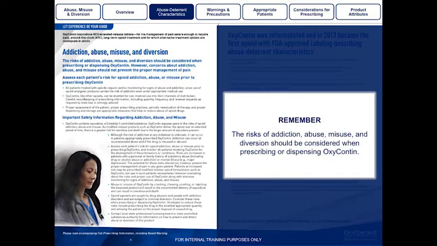Earlier, we briefly discussed that opioids can and are being abused, misused, and diverted. The left side of the spread reminds HCPs to assess each patient's risk for opioid addiction, abuse, or misuse prior to prescribing OxyContin. The risks of addiction, abuse, misuse, and diversion should be considered when prescribing or dispensing OxyContin. However, concerns about addiction, abuse, and misuse should not prevent the proper management of pain.